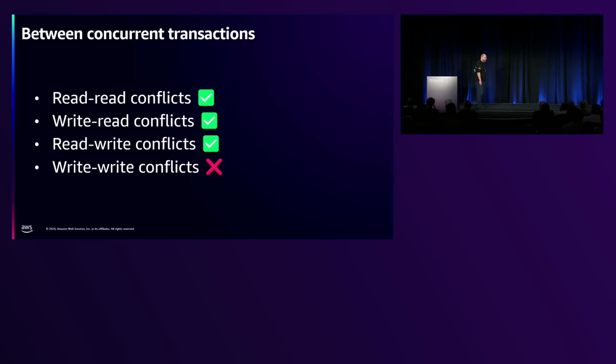Write-read conflicts. One transaction writing a piece of data that another transaction reads never conflicts, and that's okay. Read-write conflicts, the kind of flip of that situation, never conflict, and that's okay. So those first three cases will never cause a transaction to abort. The final case is write-write conflicts. This is the case where two concurrent transactions are writing the same row. And that one will cause at least the second transaction of that concurrent set to roll back.